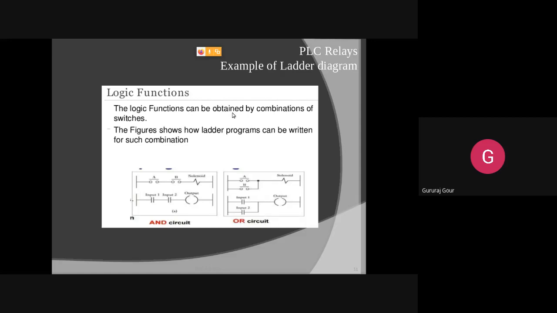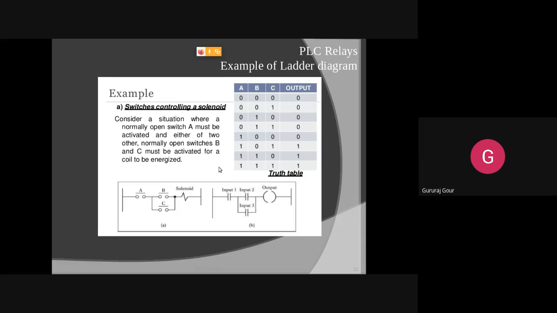So the logic functions can be obtained in a similar way by a combination of switches like this one. The figure shows how ladder programs can be written for such combinations. You can use this as an AND gate, this as an OR gate. You can use them as basic gates in the design of any kind of combinational or sequential circuits. Another good, enhanced example is the switches used for controlling a solenoid.